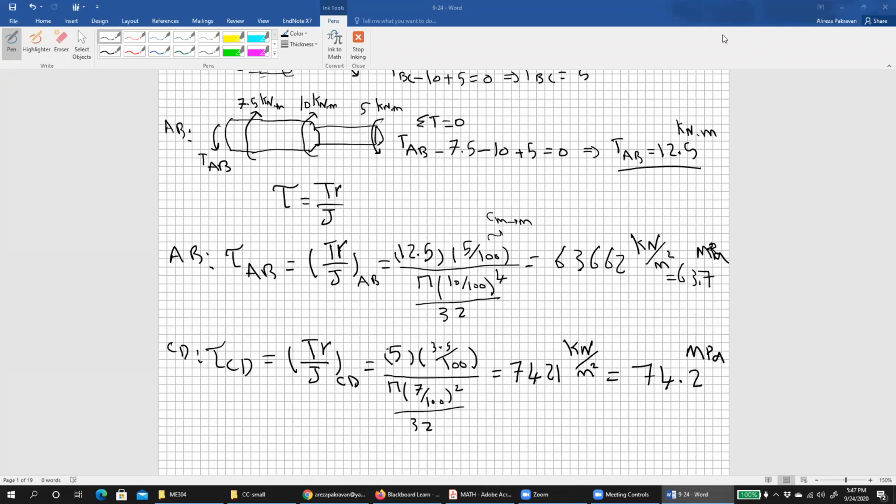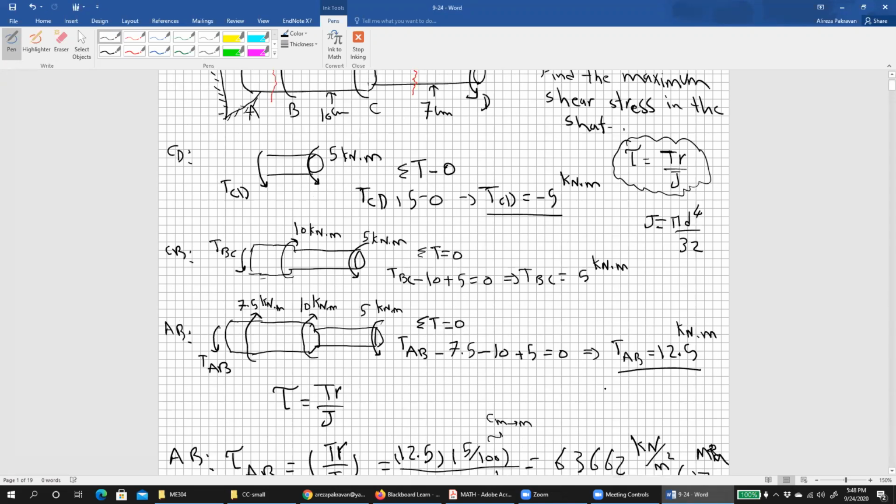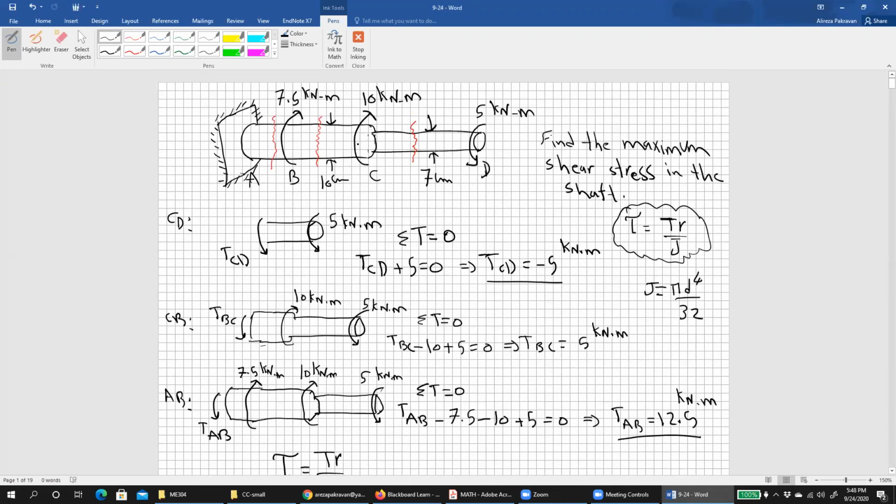J for CD is to the power 2. Oh yeah, I did it wrong. Thank you. It would be power 4, right? So tau max would be 74.2 megapascal. The maximum shear stress in this structure happened in this segment, right?